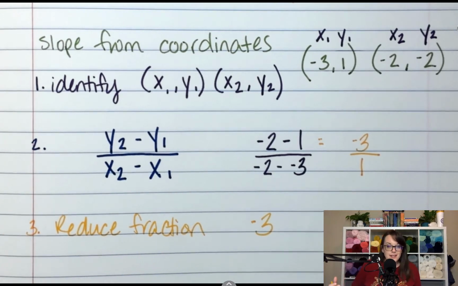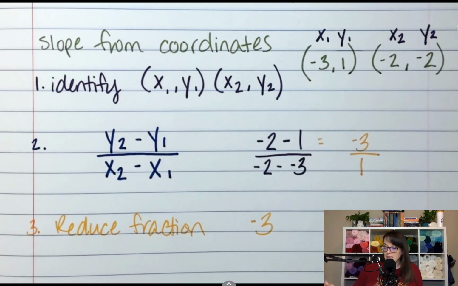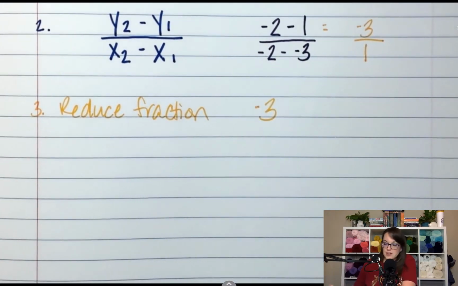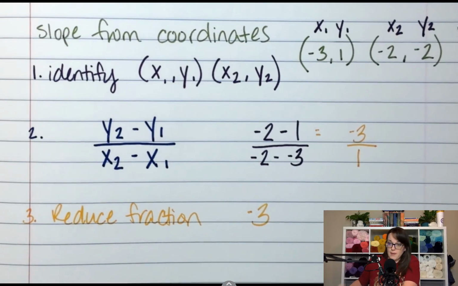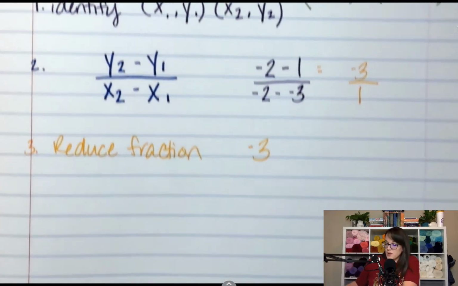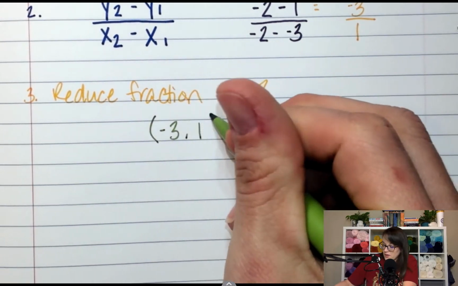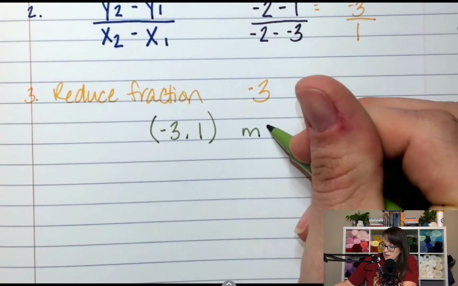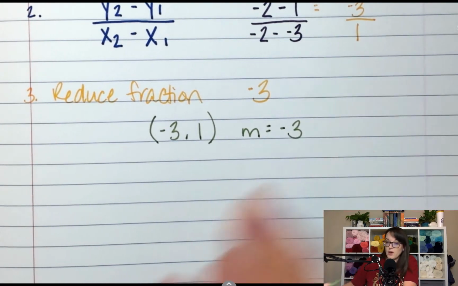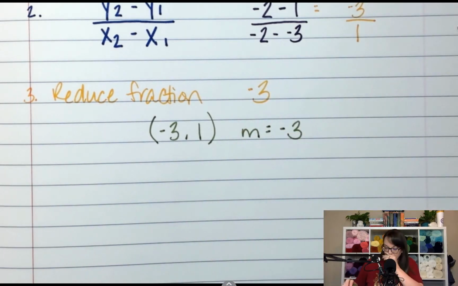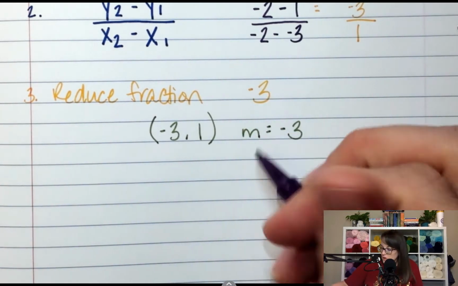I could extend it and find the y-intercept by plugging in an x and a y and the slope. In fact, let's go ahead and practice because I know that's something we've struggled with in the past. If I pick a coordinate, I'm going to pick the first one, -3, 1, and I know that slope is -3, which means the line is going down from left to right.